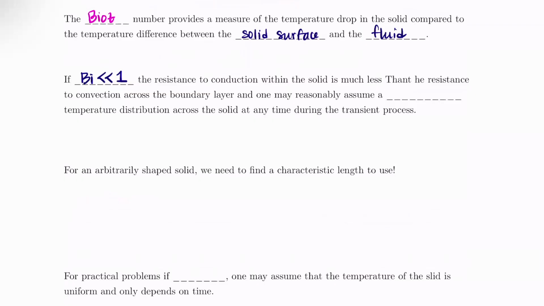The resistance to conduction within the solid is much less than the resistance due to convection across the boundary layer. And we can reasonably assume a uniform temperature distribution. Okay, so this is good. This is very useful. So we have a criterion that we can make use of.